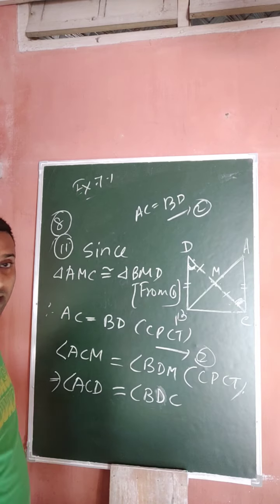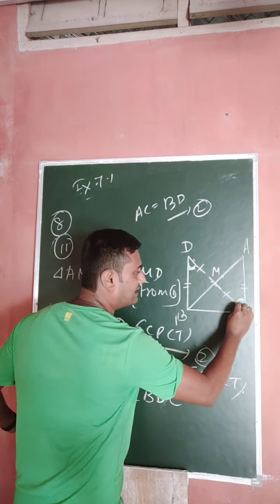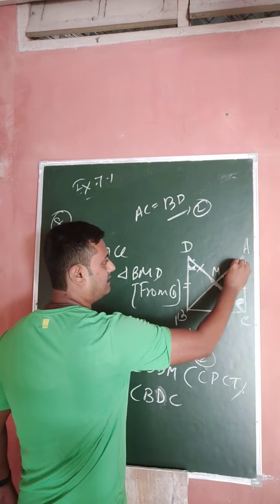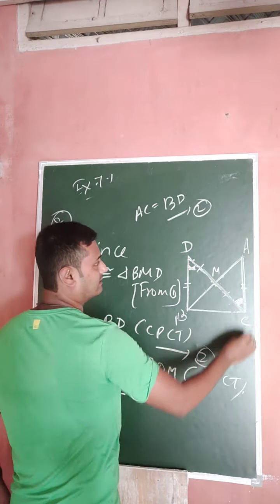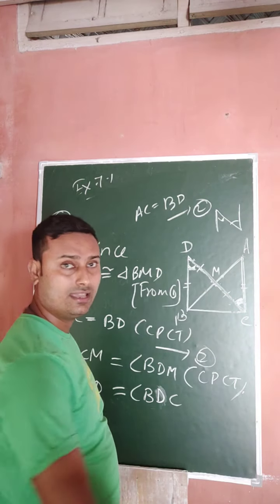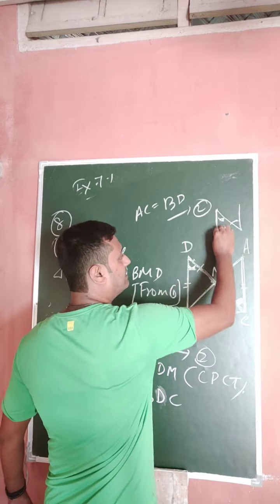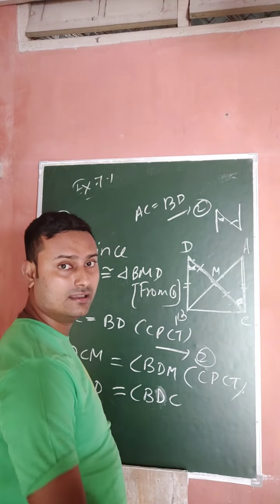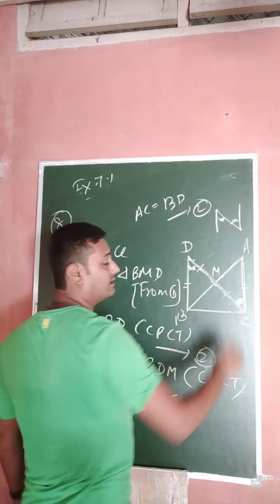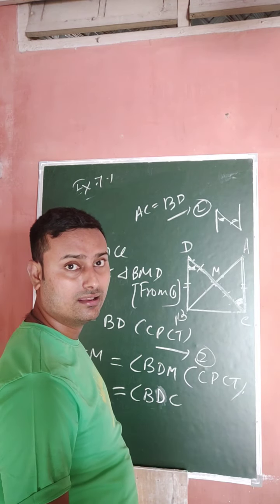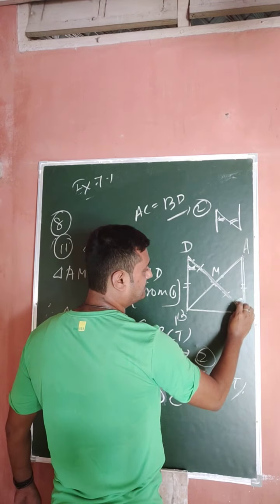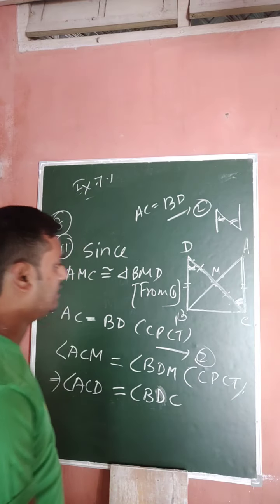Okay, clear? So that means this angle BDC and this angle ACD are equal. So like this, these two angles are equal. Okay, if these two angles are equal, then these two lines must be parallel to each other. That means these two angles are what? They are alternate interior angles. This one. That means this angle and these angles are equal.